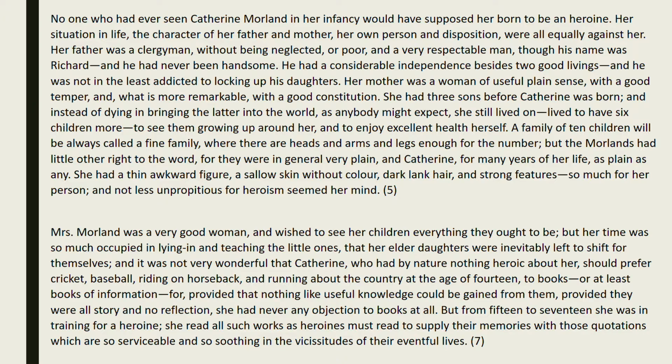Mrs. Morland was a very good woman, and wished to see her children everything they ought to be, but her time was so much occupied in lying in and teaching the little ones that her elder daughters were inevitably left to shift for themselves. And it was not very wonderful that Catherine, who had by nature nothing heroic about her, should prefer cricket, baseball, riding on horseback, and running about the country at the age of 14 to books, or at least books of information. That word's used ironically, information, as if the Gothic novels are providing information. For provided that nothing like useful knowledge could be gained from them, provided they were all story and no reflection, she had never any objection to books at all.